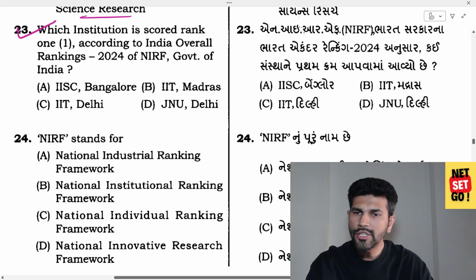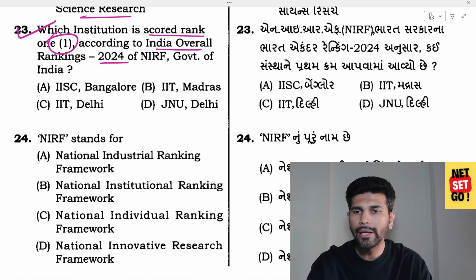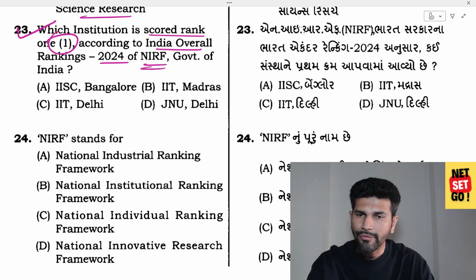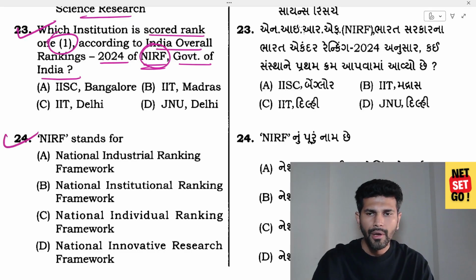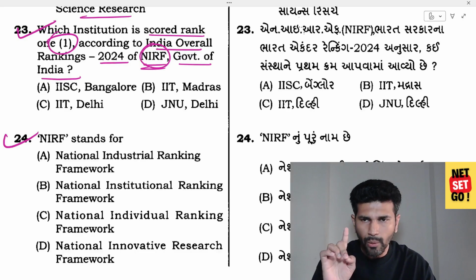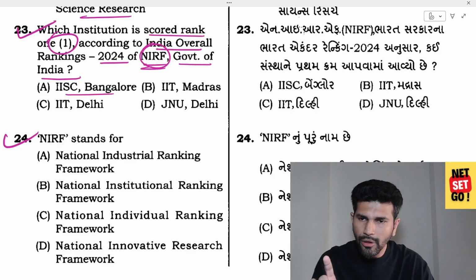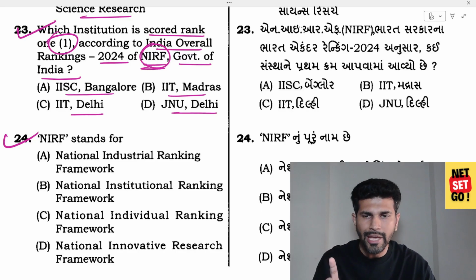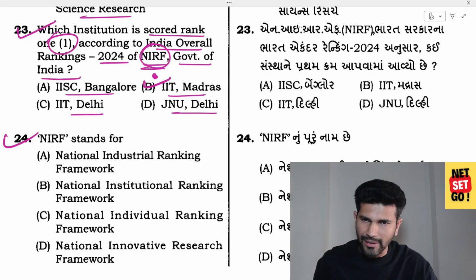Next, which institution is called rank 1 according to India Overall Ranking 24? NIRF, Government of India. NIRF full form is given in next question. But according to NIRF, which of the following institution is ranked 1? IISc Bangalore, IIT Madras, IIT Delhi, or JNU Delhi? Correct answer is option B, IIT Madras.